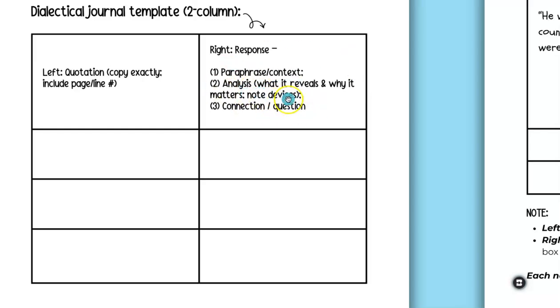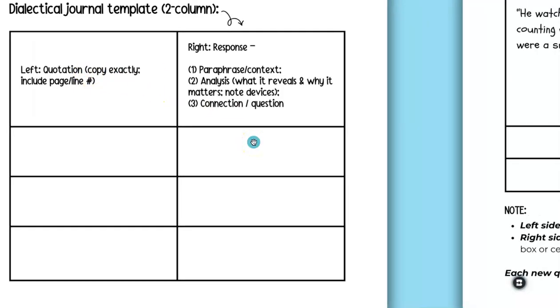Now, it says note devices because if you're reading a piece of literature, it could be that you have just come across a piece of imagery that has a strong impact, or maybe the author used hyperbole, right? So in the event that you see some kind of figurative language or literary device, you would also address that in item number 2. And then finally, for number 3, you as the student are going to make some kind of a connection to the quote that you selected and/or ask a question. All right. So you've got 3 items on this side, all 3 items for one quote.